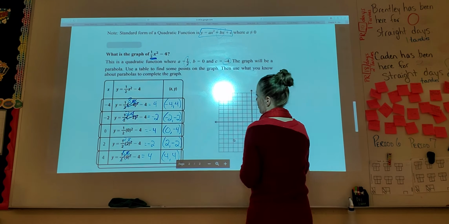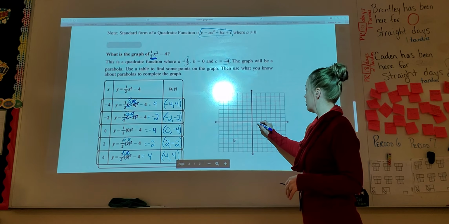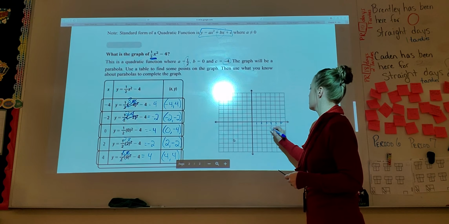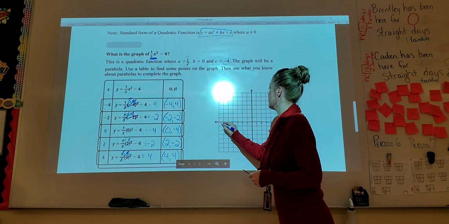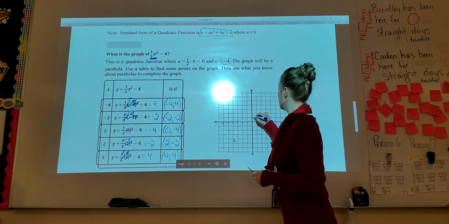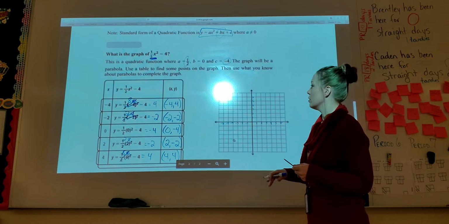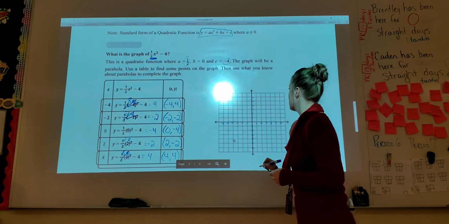All right, so now we're going to plot these points on the graph here. So first thing I usually do is go and label the numbers. So 1, 2, 3, 4, 5, 6, -1, -2, -3, -4, -5, -6. Am I even going to be able to? Yeah, I'll be able to graph them all.